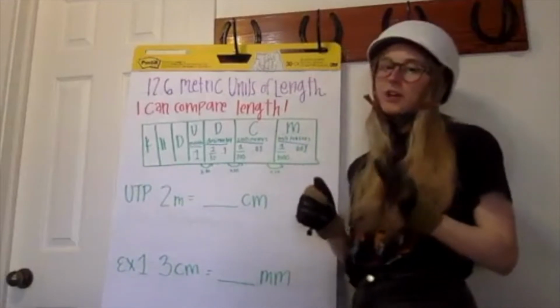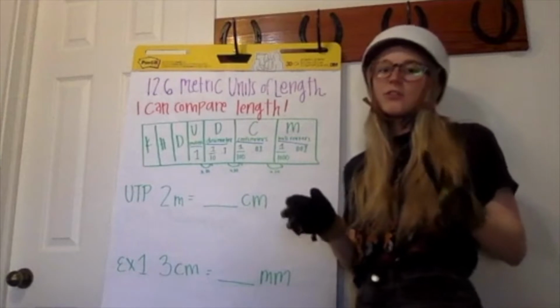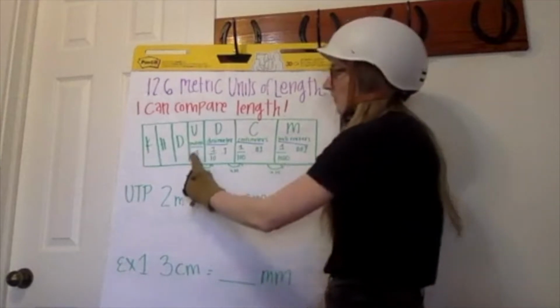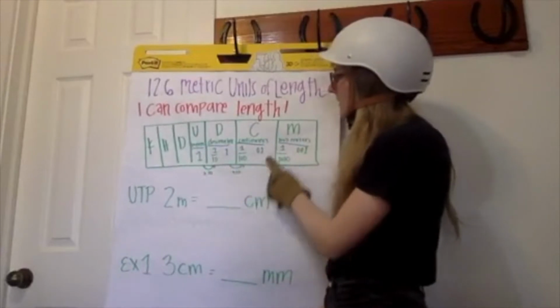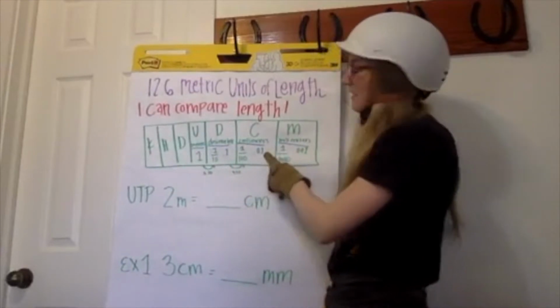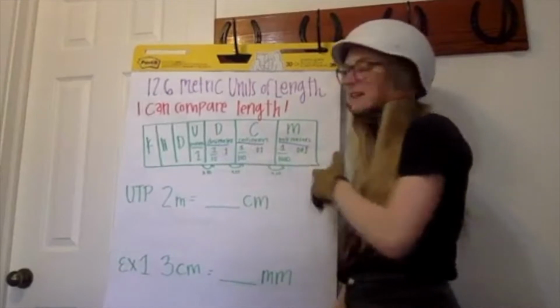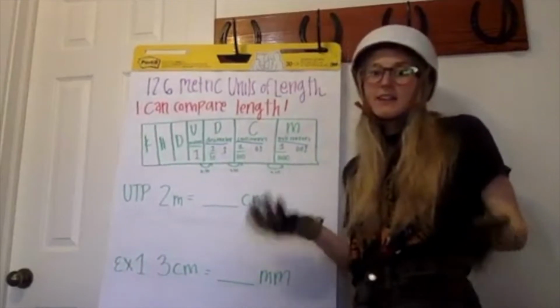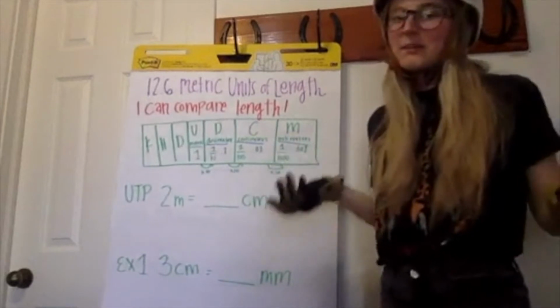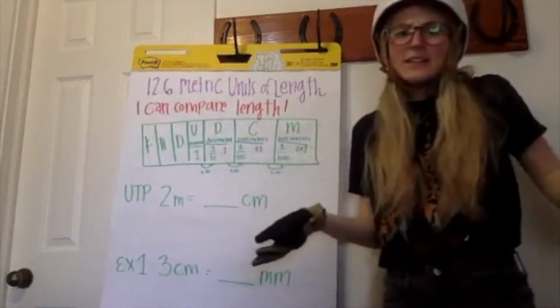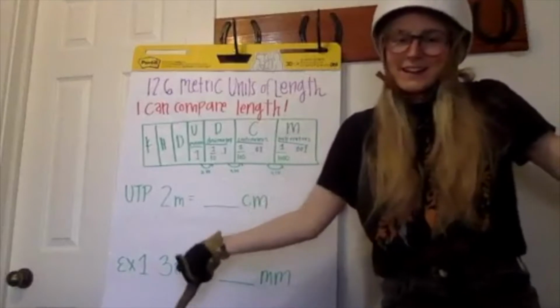So what is cool about the metric system is that it goes by 10. So from meters to decimeters, that's times 10. Decimeters to centimeters, that's times 10. Centimeters to millimeters, that's times 10. Everything is times 10, which is awesome because it makes everything so much simpler. Because it's so easy to times by 10, 100, and 1,000. All you're doing is adding zeros.